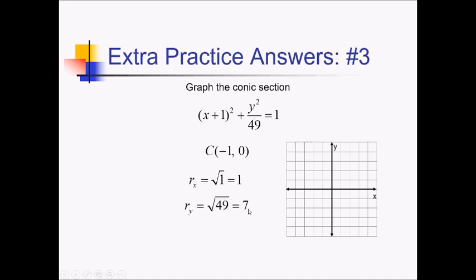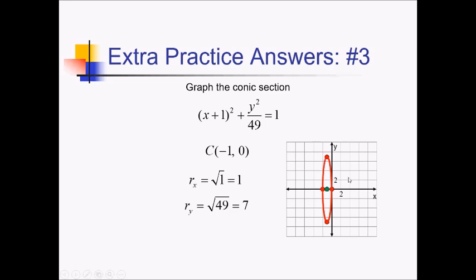I'm going to make my grid lines go by 2s here. And now my center, we're at negative 1, 0. That's right about there. And we're going left 1, right 1. So very tiny amount of movement in those directions. But now we're going up 7 and down 7. So this is a very skinny vertical kind of ellipse. And let's just draw that out.